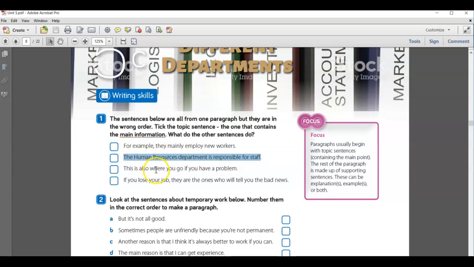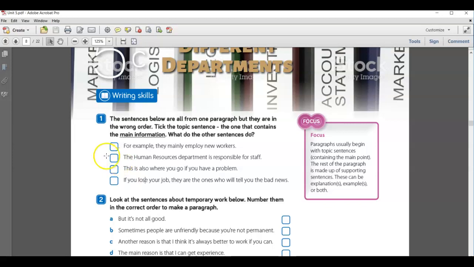And what do the rest do? Which one comes after? So you can say this is followed by this one. This is also where you go if you have a problem. For example, they mainly employ new workers. And if you lose your job, they are the ones who will tell you the bad news. So the other sentences, they give examples and they explain. They explain the main idea.